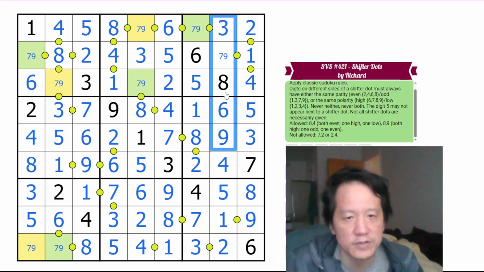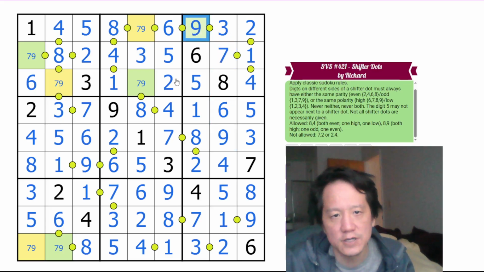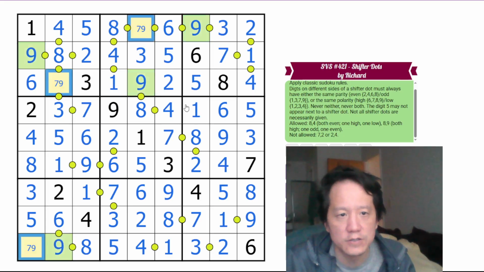Oh, we already know from this. Okay, so this 9 eliminates 9 here, so this is 7. All the greens are 9s, and all the yellows are 7.